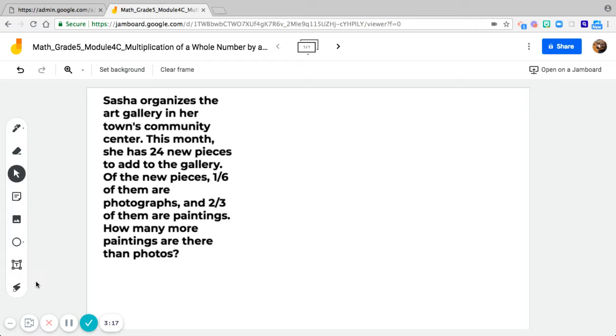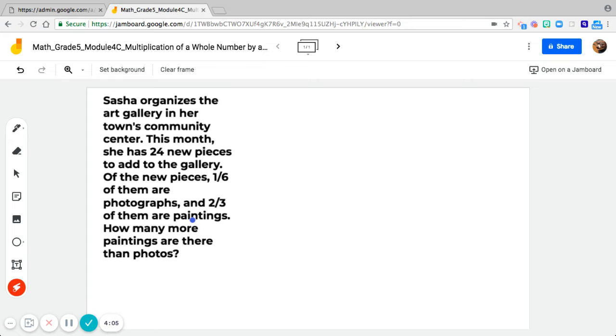Okay. So some of the quantities within this problem is that we have 24, right? We have a quantity here of 24. And this 24 represents the amount of new pieces of art that were added to this gallery. And then we have 1/6. So this quantity is telling us that out of this 24, 1/6 of those pieces of art are photographs. And then out of 24, 2/3 out of this 24 are paintings. So those are three very important quantities that I'm sure we will need to solve this problem. Okay, so keep those quantities in mind.